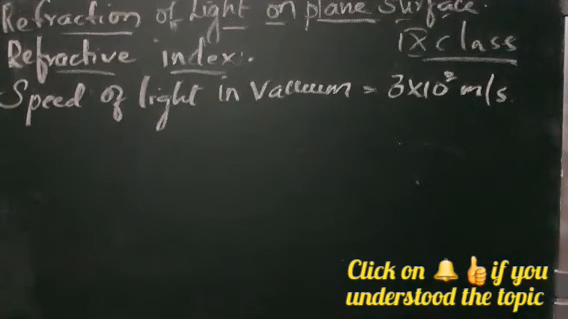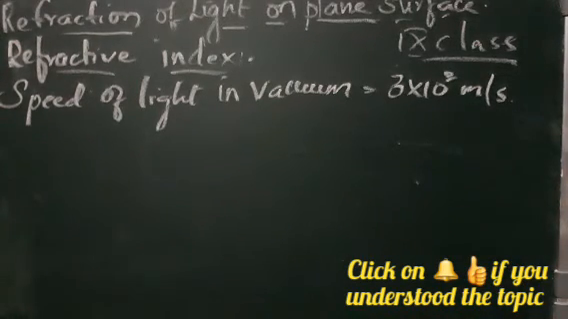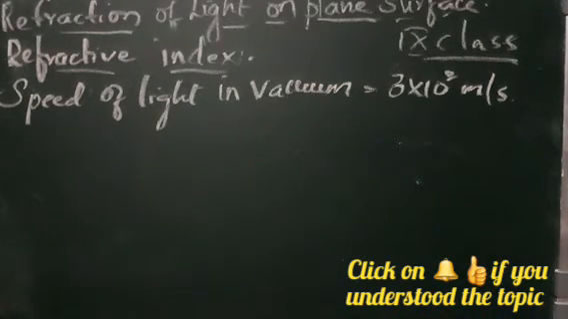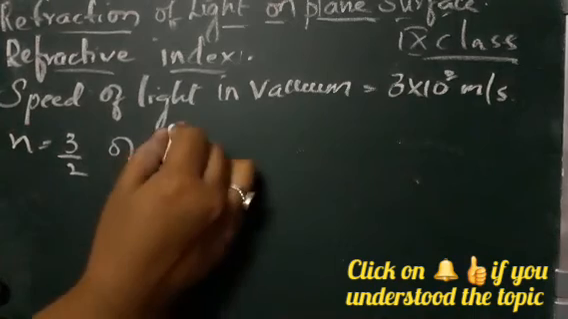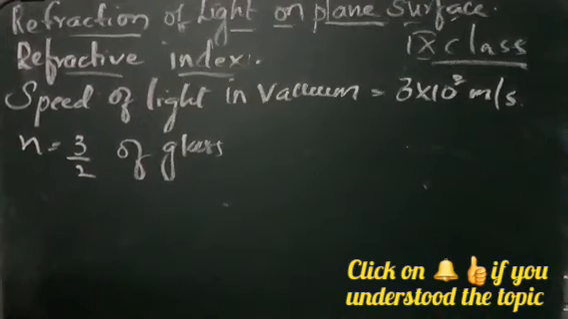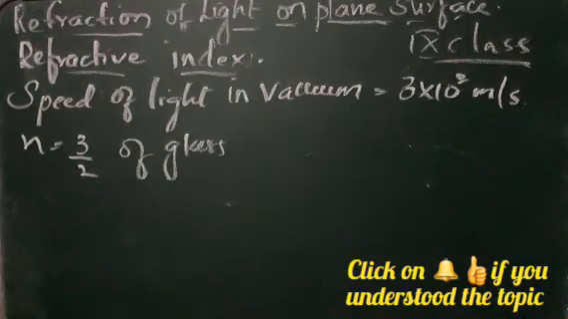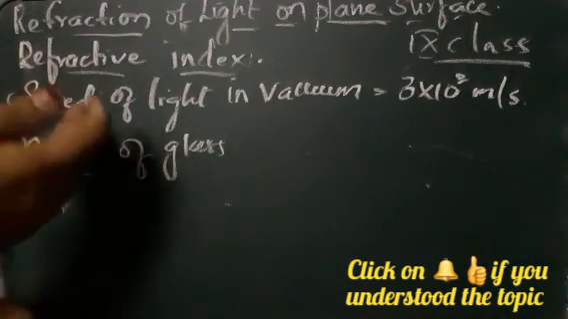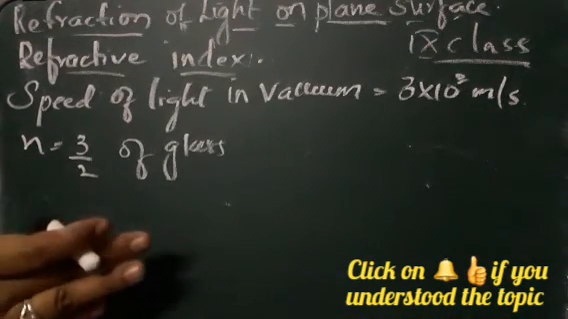Suppose we are taking the example of glass. We already know that the speed of light in a vacuum is equal to 3 into 10 to the power 8. So now we take the refractive index of glass as 3 by 2. If the refractive index of glass is 3 by 2, then let us find the speed of light in glass. We don't know the speed of light in the glass, but we know the speed of light in vacuum and the refractive index of glass. So let us find out.